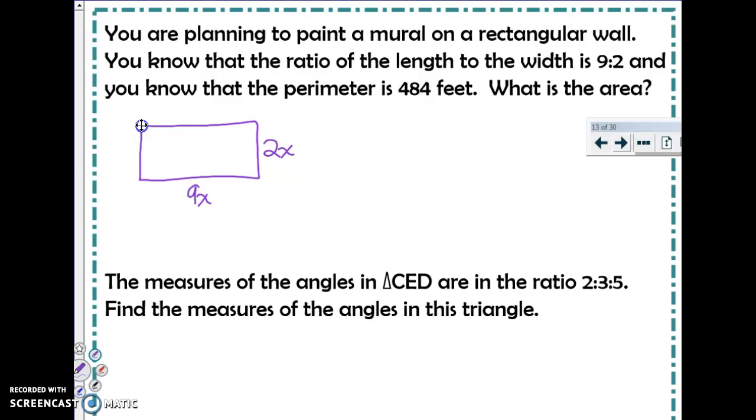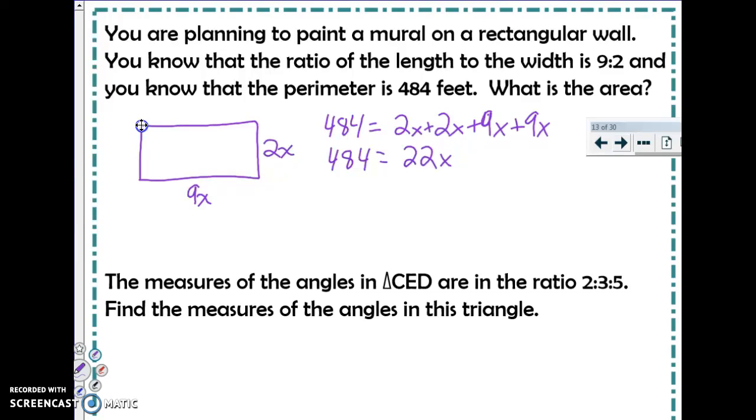factor. And then I'm told that we got a perimeter of 484, and the perimeter formula is adding up all the sides. So I would set it up like this, and then combine like terms. So 18 plus 4 is 22x, and then you would solve. And finally, I'm going to let you do that on your own because I know that you can handle that. And then that just tells you what x is.